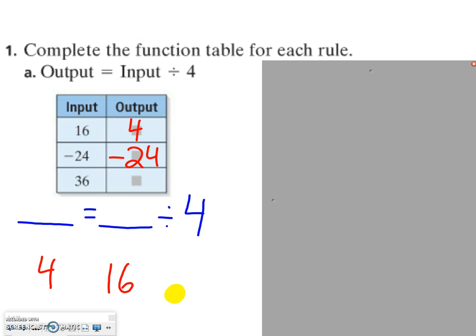If you input a negative 24, as it says right here, negative 24 goes in the blank. Negative 24 divided by 4, a negative divided by a positive is a negative. We should have a negative 6. We can put a negative 6 in the table. And then lastly, we have an input of positive 36. 36 divided by 4 is, of course, 9. So we can put a 9 into the output spot.